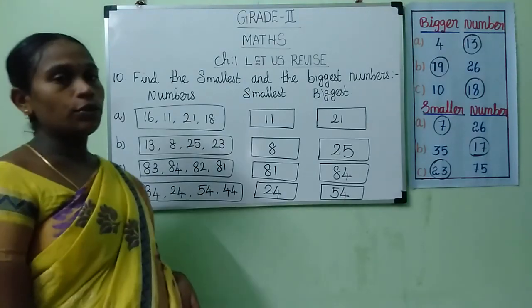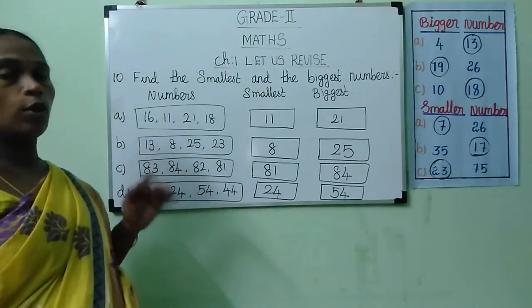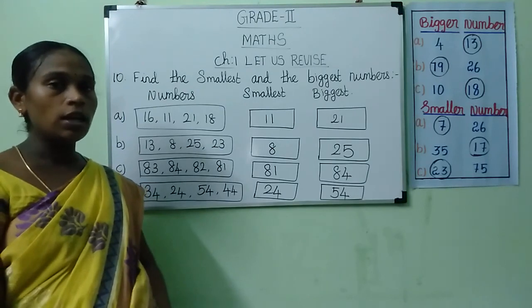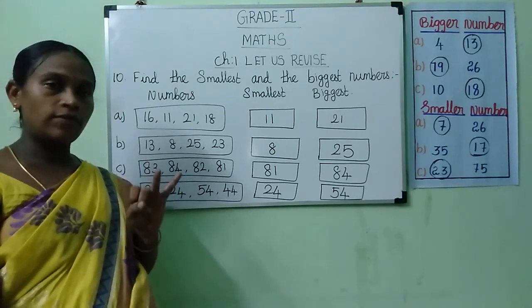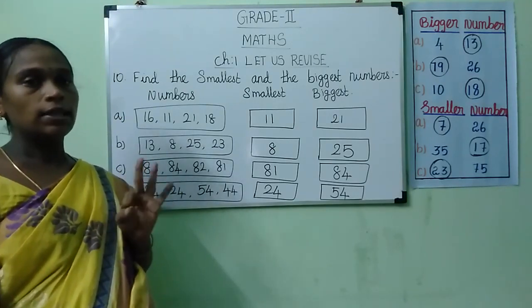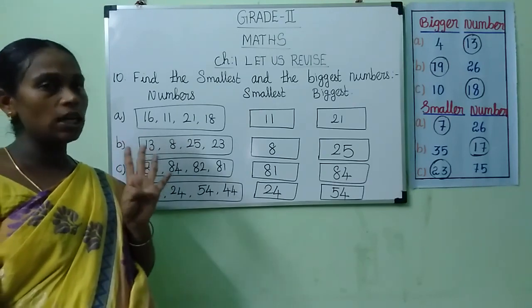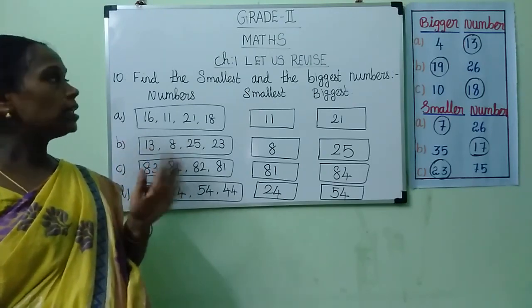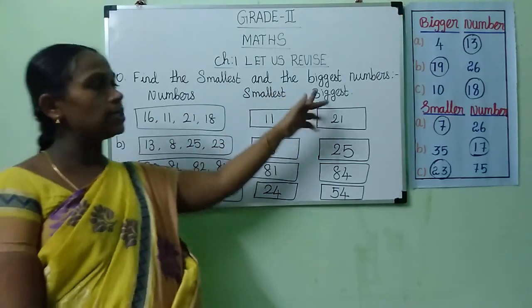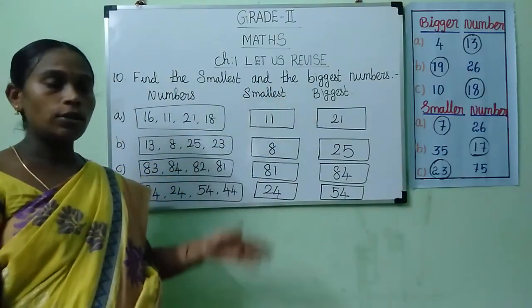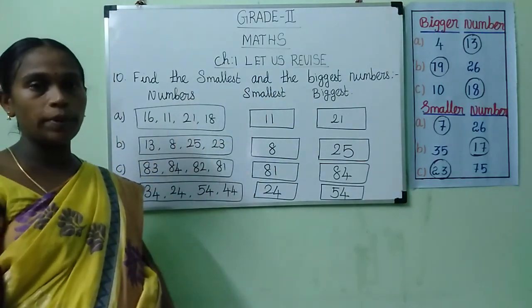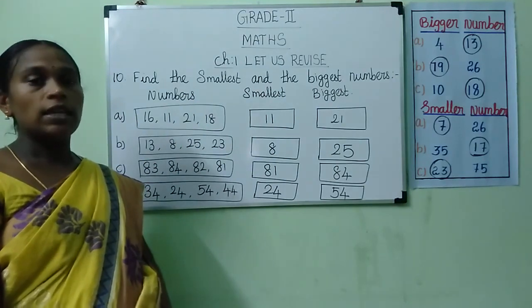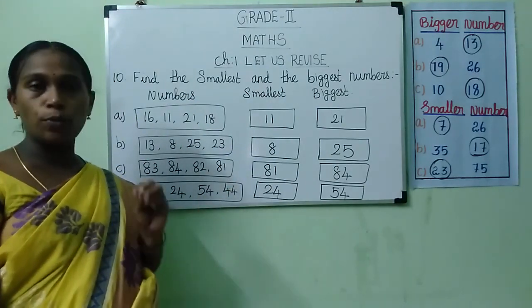Okay, children, are you clear on these topics? What are the topics we have seen today? Yes: before, after, between numbers, then how to find out the bigger and smaller number, then how to find out the smallest and the biggest number. Are you clear on all these topics? Okay. Do the remaining sums yourself in your book.